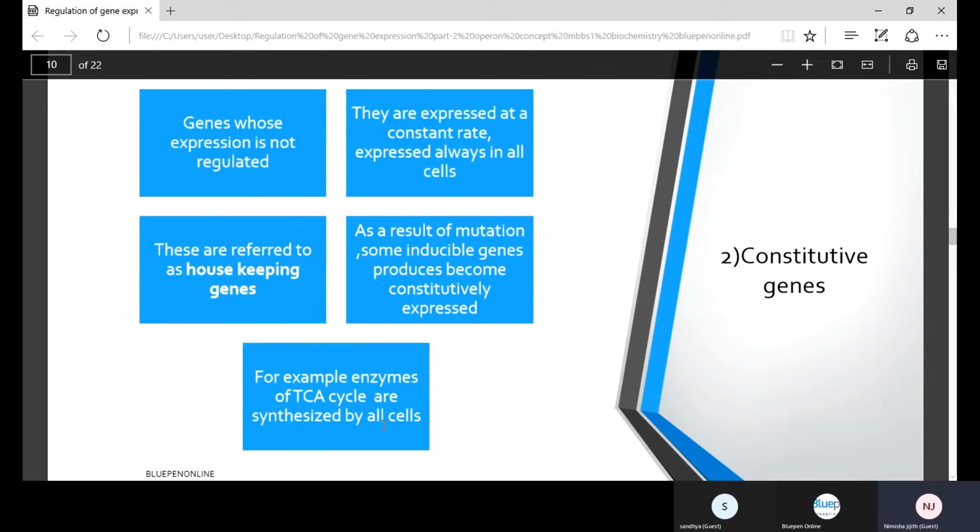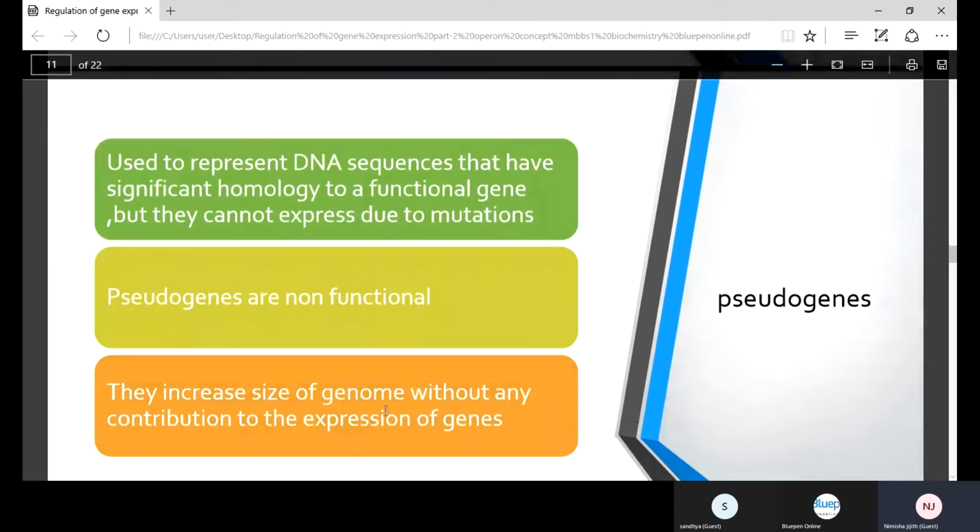Then one more category is known as pseudogenes. Along with inducible genes and constitutive genes, one more category is the pseudogene, used to represent DNA sequences that have significant homology to a functional gene, but they cannot be expressed due to mutation. The pseudogenes are non-functional. Actually, they are not required. What is the role of pseudogenes? They increase the size of the genome without any contribution to the expression of genes. That's about our types of gene.